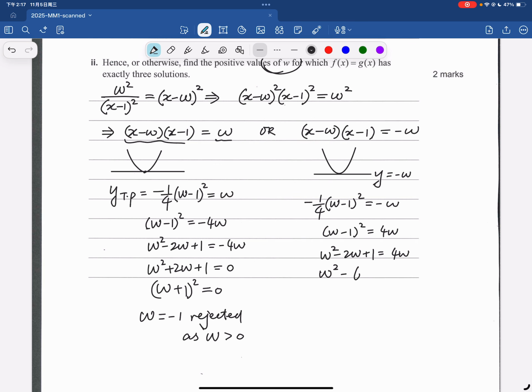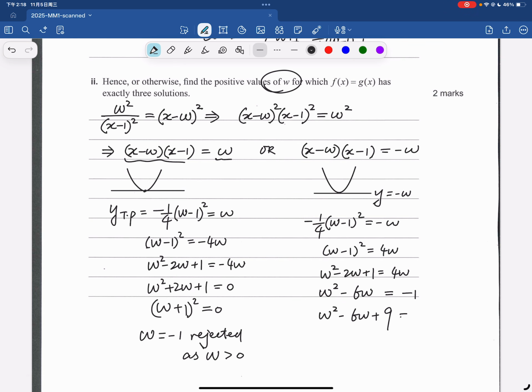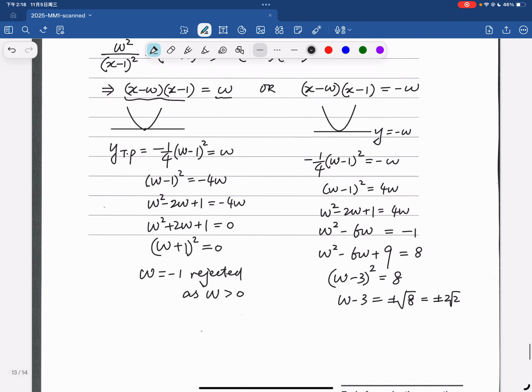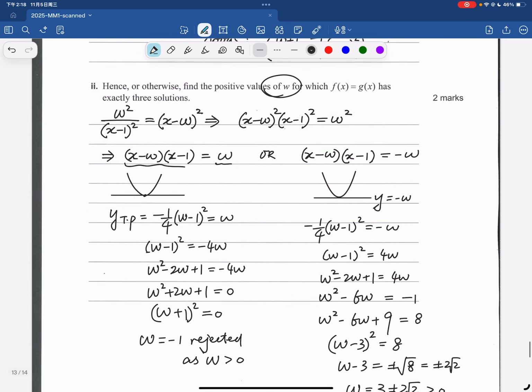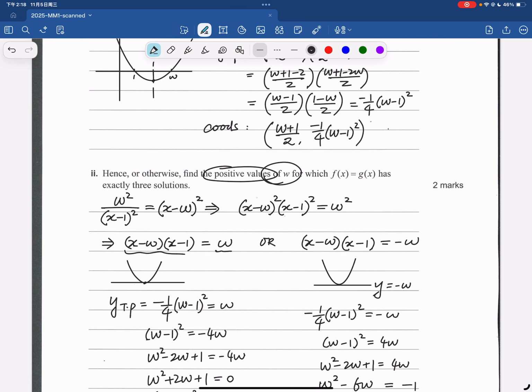So w squared minus 6w equals to minus 1, and w squared minus 6w, well, looks like a w minus 3, so we add a 9 both sides, we get 8 here. And w minus 3 squared equals to 8. W minus 3 equals to plus or minus root 8 or plus or minus 2 root 2. Notice that 8 is less than 9, so root 8 is less than root 9, which is 3. Therefore, 3 plus or minus 2 root 2, they are both positive. That's why the question, I suppose, is saying find the positive values of w.